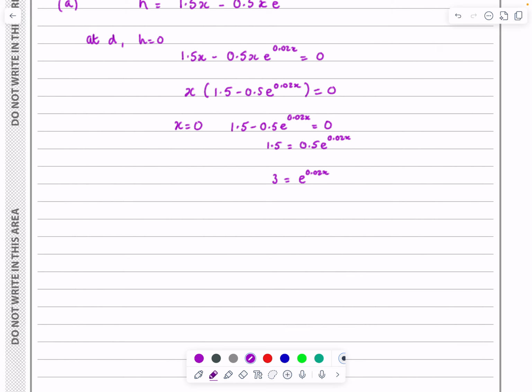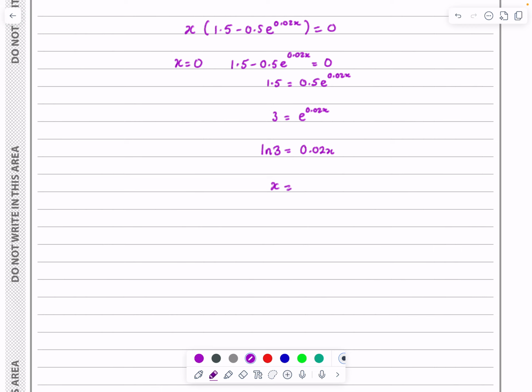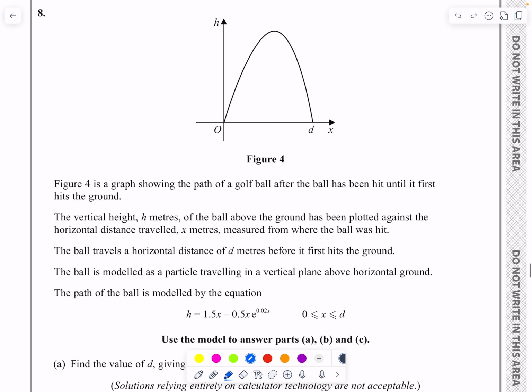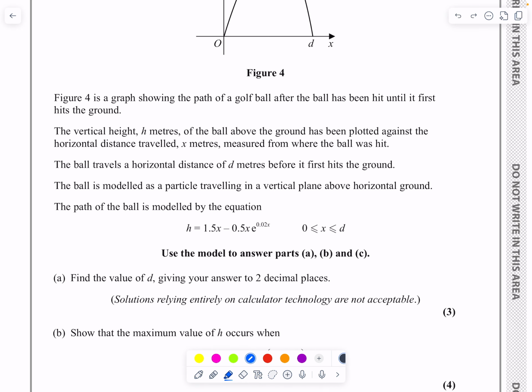Then how do we get rid of that x there? We can log both sides, can't we, to get rid of the e? So natural log both sides gives me 0.02x is equal to ln 3, which means that x will be ln 3 divided by 0.02, and they wanted the answer to 2 decimal places, and to 2 decimal places x, or I guess D rather, works out to be equal to 54.93. Okay, there were the two possibilities, x equals 0 or x equals that value that we've just worked out. So part A, working out the value of D, done.